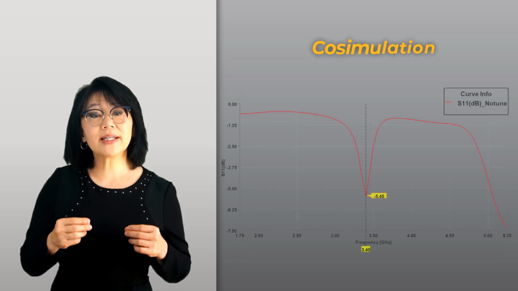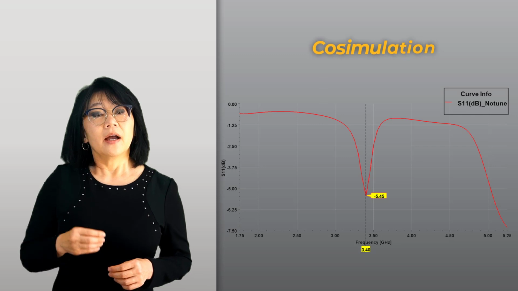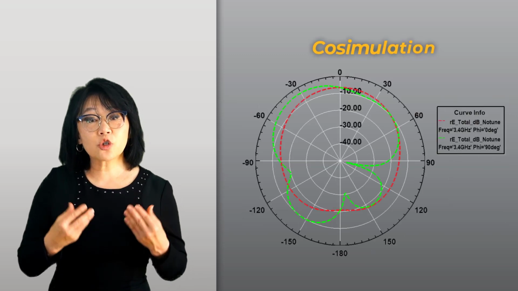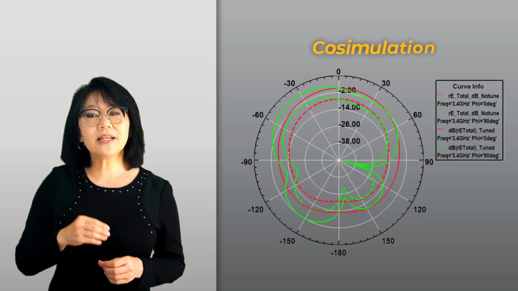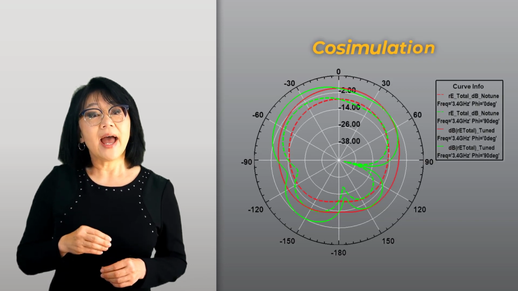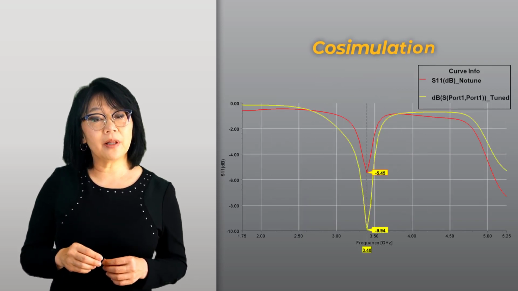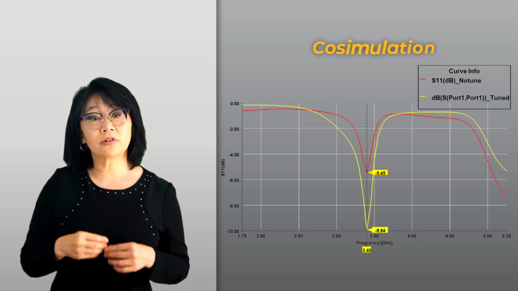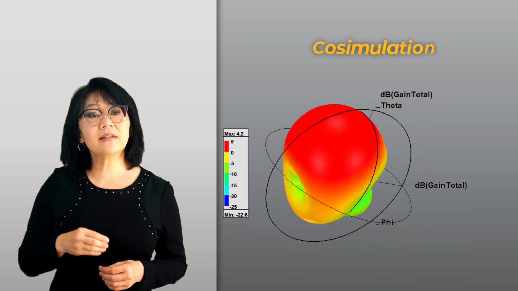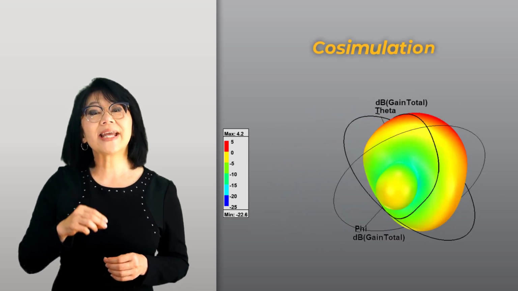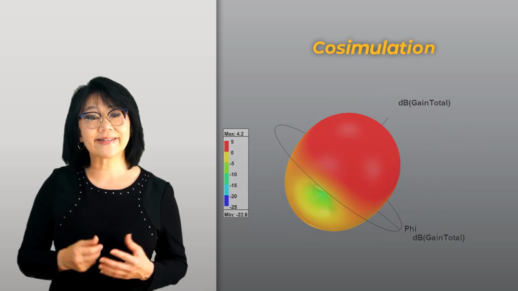And to demonstrate this feature, after including that tuning element in HFSS circuit, the updated radiation pattern and the S parameter plots from the electromagnetic solver was shown, demonstrating the power of the method of co-simulation when a dynamic link exists.